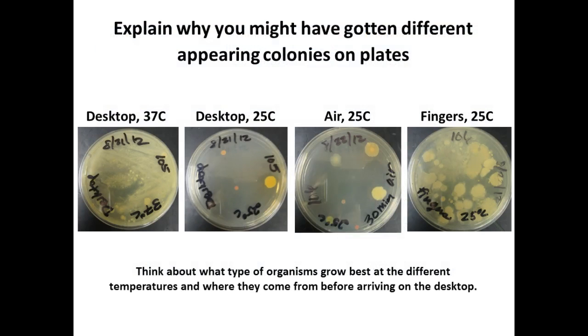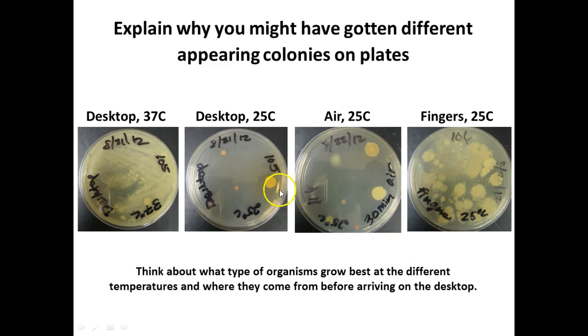Having said that, these are some pictures from past semesters, and you can see that, again, we're doing the desktop at two different temperatures, 25 and 37, and different organisms are going to grow best at different temperatures. And of course, the ones that come from us are going to be happy at what temperature? 37. So you'll notice that this 37 plate looks very familiar to the fingers plate, even though we put it at 25, right? It was because it was one everybody touched. We still got a lot of growth.